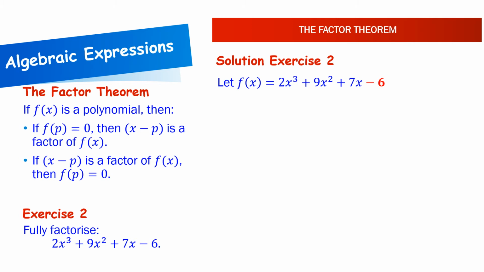Next, consider the minus 6 at the very end of this function. Now, we're going to consider all the factors of minus 6 and input these into the polynomial. So substitute x equals 1, x equals minus 1, 2, minus 2, 3, and minus 3 in f(x).